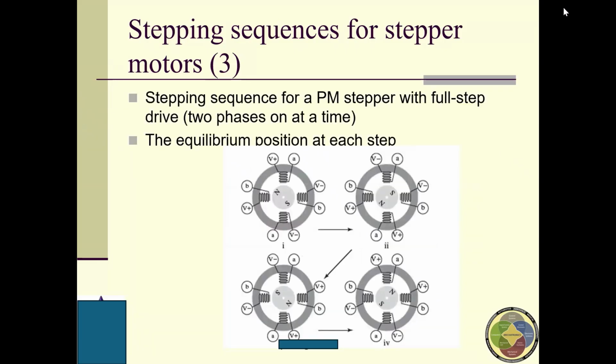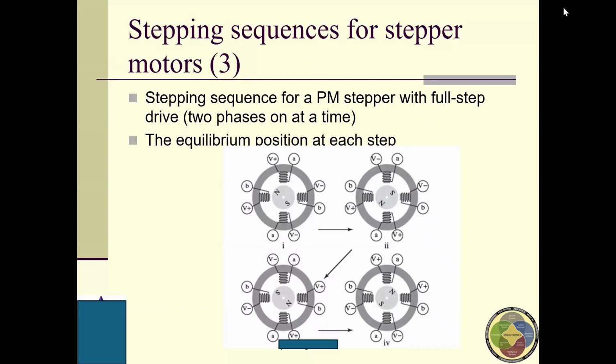So we have a second mode, and the first mode is wave drive. The second mode is the full step drive. What is a full step drive? We compare this one with a wave drive. For this one, 2 phases are energized at one time. All right? Because at one time 2 phases are energized, that means we have more torque. You guys agree?